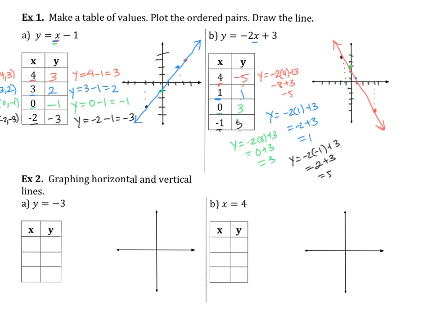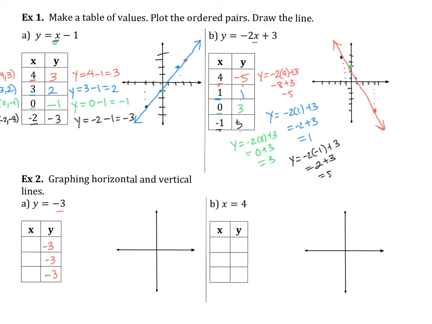Okay, I'm going to fill out 2 more tables, and one of these is going to be a horizontal line, one's going to be a vertical line, so I can tell you which one's which. Okay, now for the first, in this case it says y equals negative 3. In the x column, it's totally blank, and it tells me y equals negative 3, so I have no idea what the x column is going to be, but I do know that the y column is going to be negative 3. So in the y column, y equals negative 3, y equals negative 3, y equals negative 3.